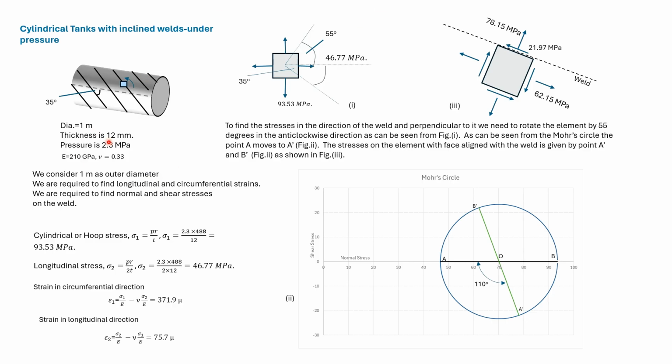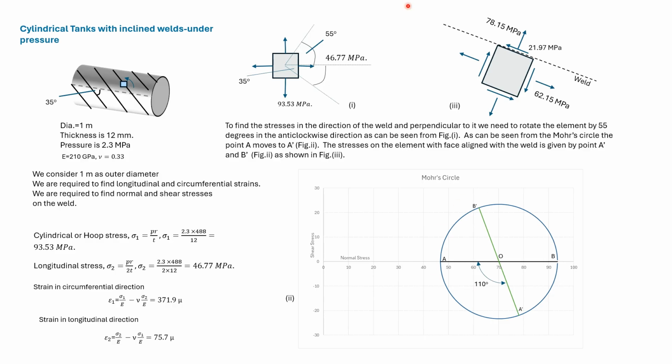The diameter, thickness and the pressure are given. So using the formulas, we find out the hoop stress and the longitudinal stress. These are the stresses acting on this element. This angle is 35 degrees. We need to rotate the element by 55 degrees so as to align with the weld. This element is plotted as AB in the Mohr's circle.